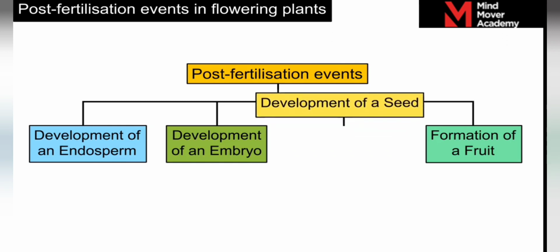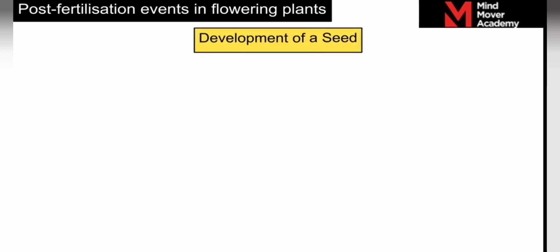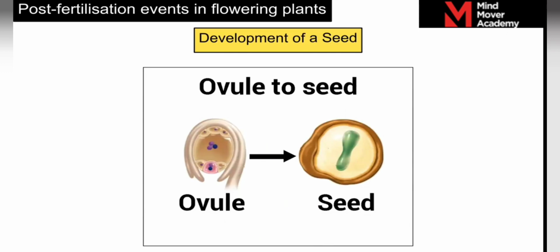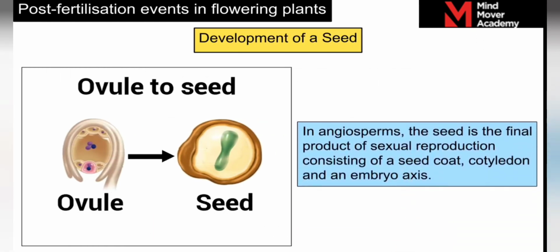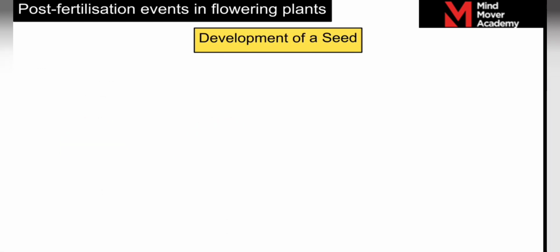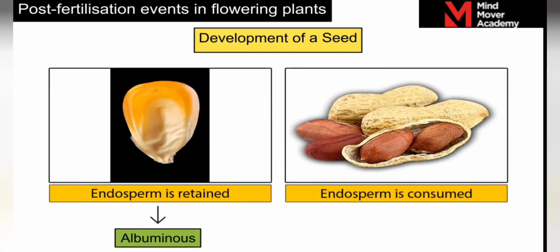Now, let's examine the development of seed and the formation of fruits. Immediately after fertilization, the zygote divides to form the embryo, while the ovule develops a tough coat called the seed coat. In angiosperms, the seed is the final product of sexual reproduction. A typical seed consists of a seed coat, cotyledon, and an embryo axis. Not only this, but the seeds can be divided into albuminous and non-albuminous, depending on the endosperm consumption during the embryo development.